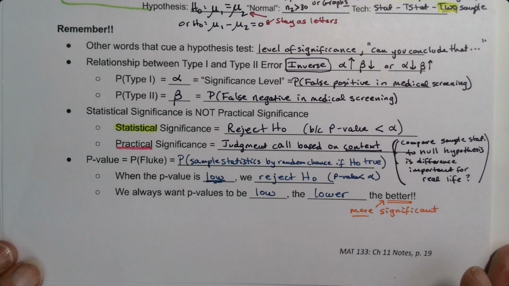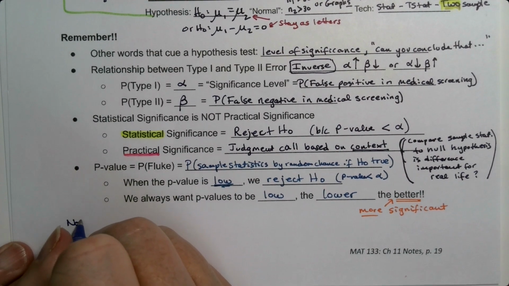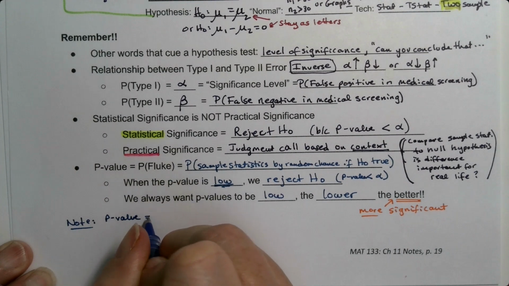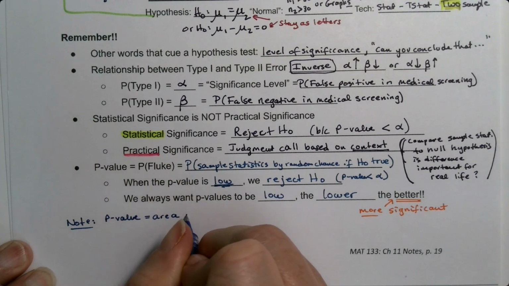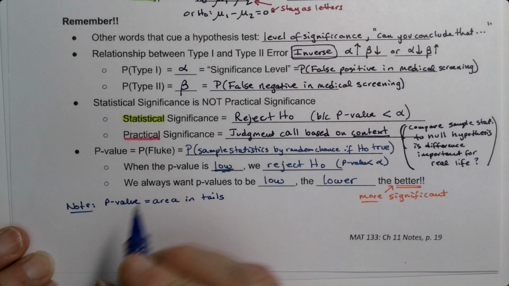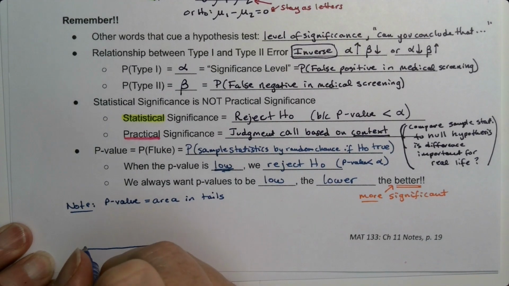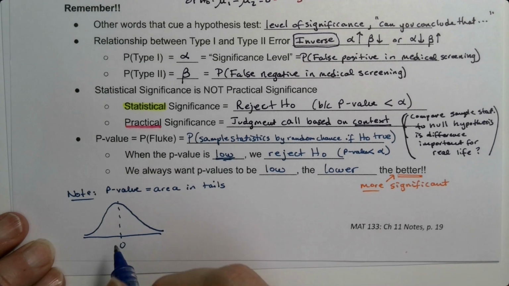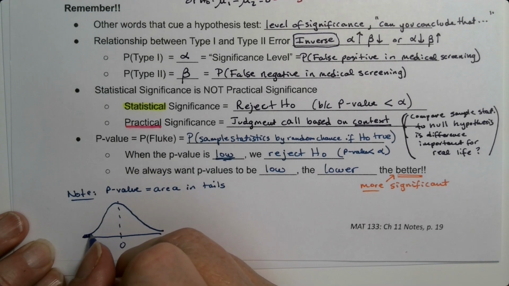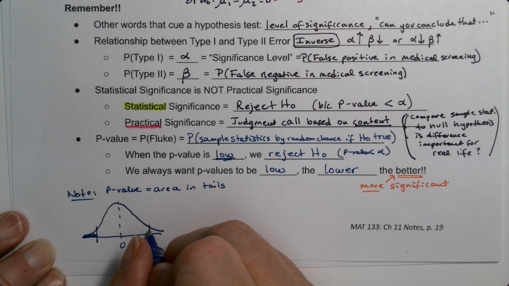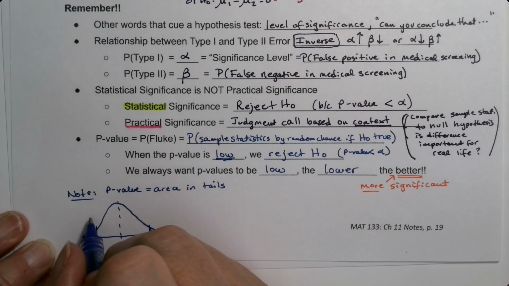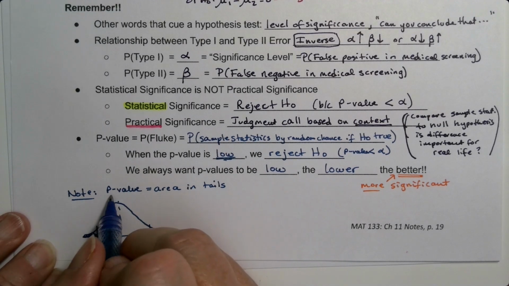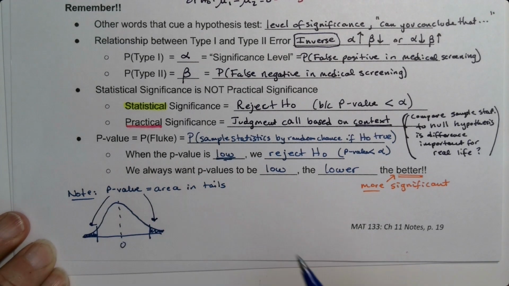Now, one other thing to keep in mind here. So let me make a note. The p-value is the area in the tails. Right? So if you look at a graph, Z curve or T curve, either way, 0 is in the middle. And the p-value is either the left tail or the right tail, or both, right? It could be both tails if it's a two-tailed test, it could be just the left, just the right. It depends on what we're doing.